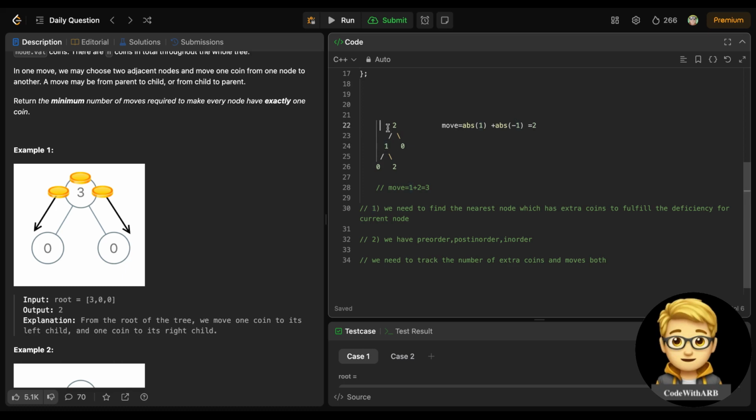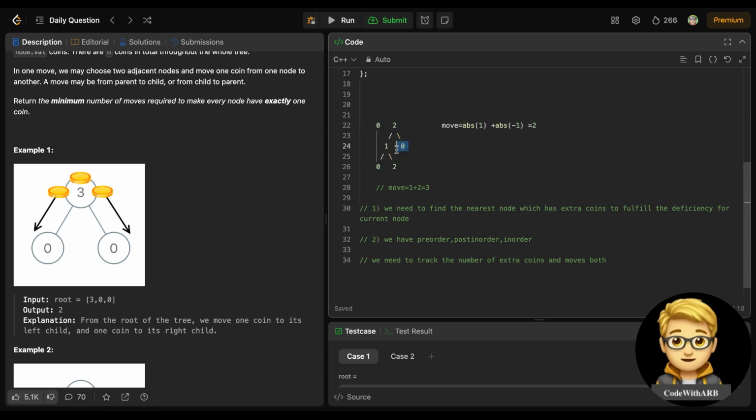So the parent of 2 has its left child with 0 coins left. But when it goes to the 0 part, how many coins will it require? It requires -1 coins.